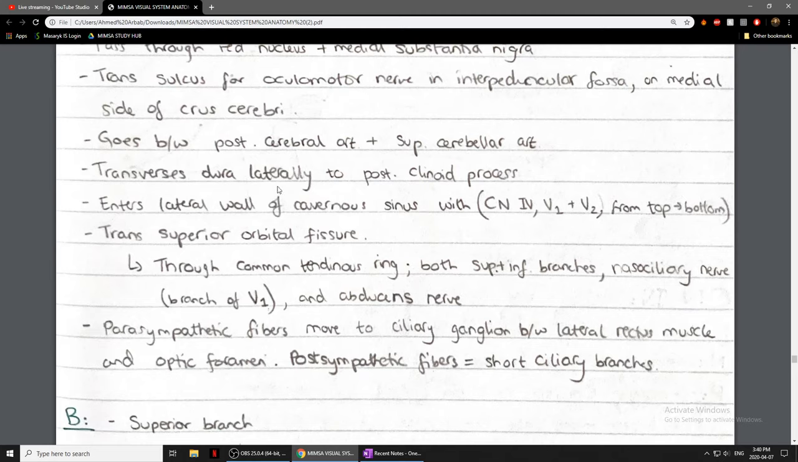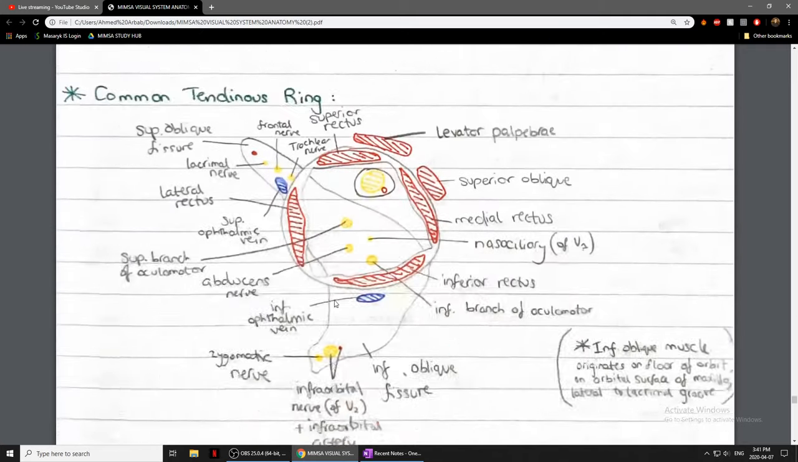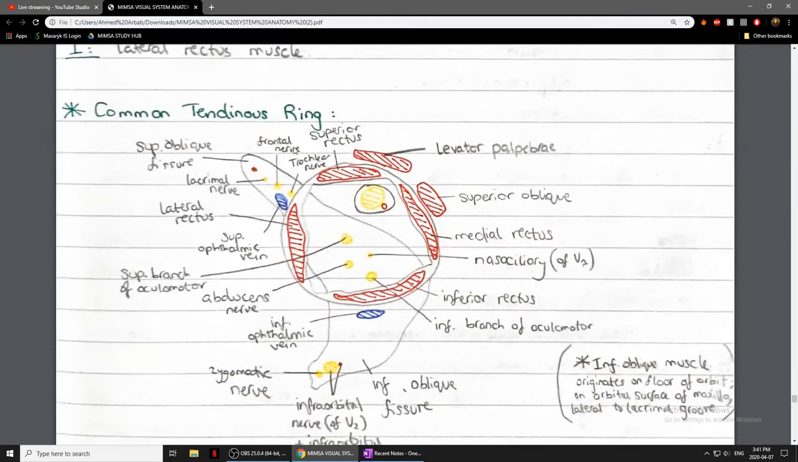And then it traverses the dura laterally to the posterior clinoid process. It enters the lateral wall of the cavernous sinus. I'll talk about the cavernous sinus a bit later. It goes through the superior orbital fissure. We talked about the superior orbital fissure. So it goes through the superior orbital fissure, in between the common tendinous ring.